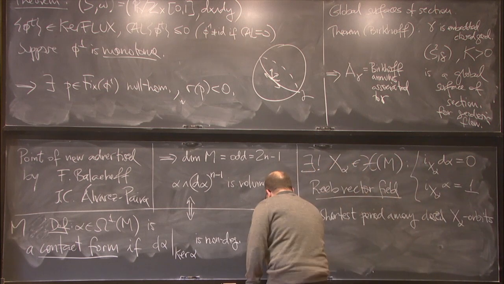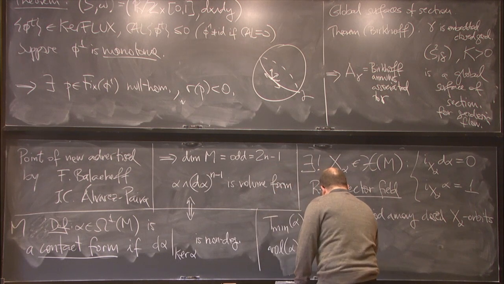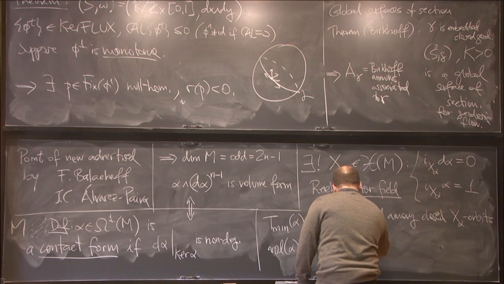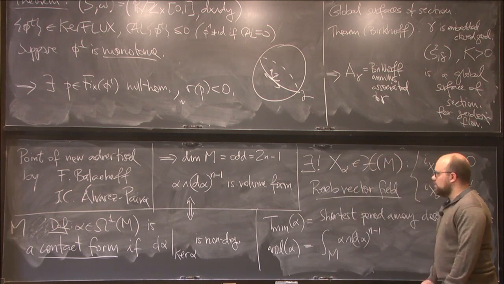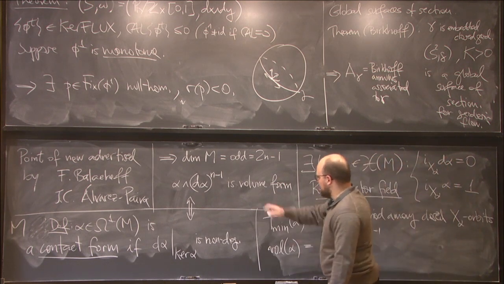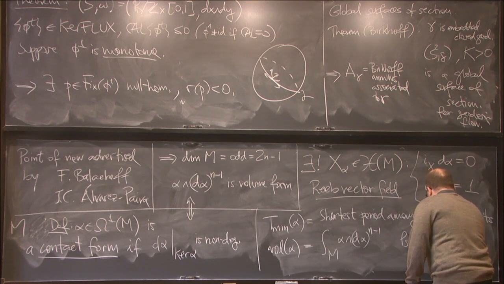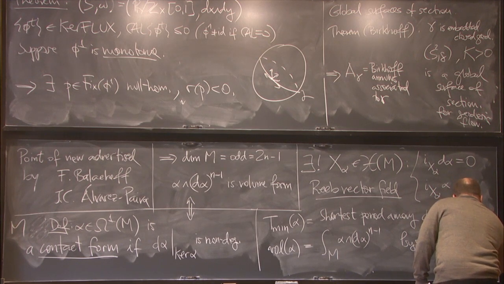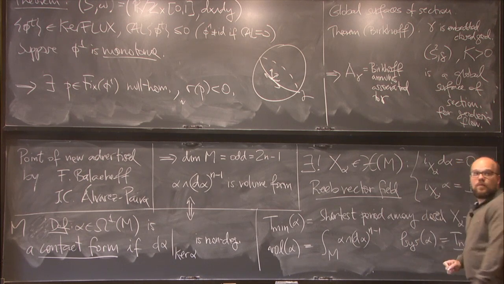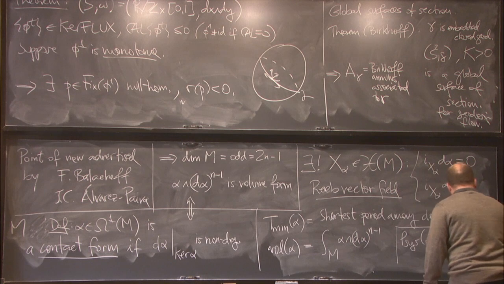You can also consider the contact volume. So I'll take this as a positive number. I'm orienting the manifold by this volume form. And finally, the systolic ratio. Okay, so contact forms have systolic ratios.